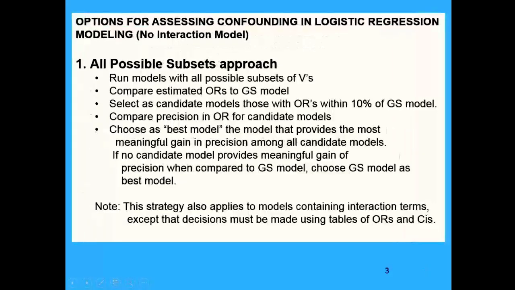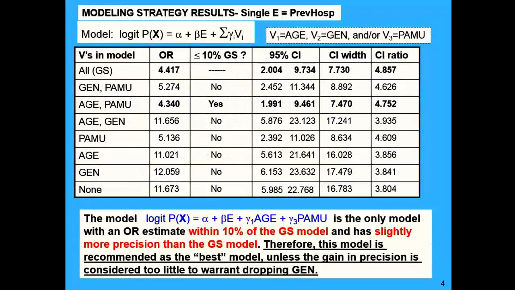Well, all possible subsets, we just did this, okay? You run models, all possible subsets, you compare estimated odds ratios, select candidate models that are within 10%. We just did all this. And when we did all this, this is the extra slide I added. Have you seen this slide before? Well, that's what we started the class with. This is just the same slide. I'm just trying to say this is what we dealt with when we were doing the all possible subsets. I wanted to put it into this PowerPoint presentation in addition to the previous one because I'm going to use it again for that third method, okay?